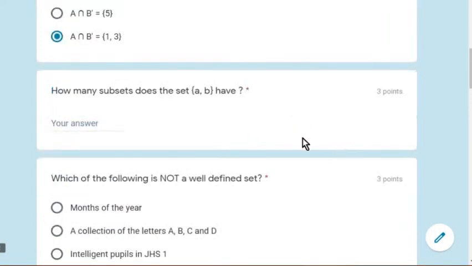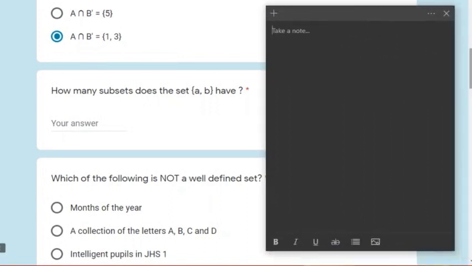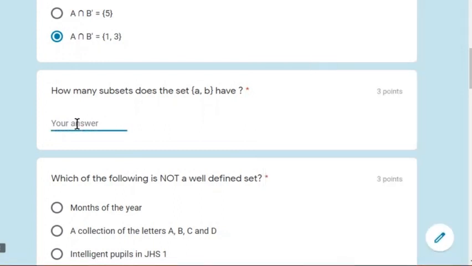Next question, how many subsets has the set with the members A and B? So we have A, and then we have B. To list all the subsets, the empty set is a subset. Then the set itself, which is A and B, is also a subset, an improper subset. Then the elements A and then B. So I have 1, 2, 3, 4. So that is 4 subsets. So I just type the number 4 here.